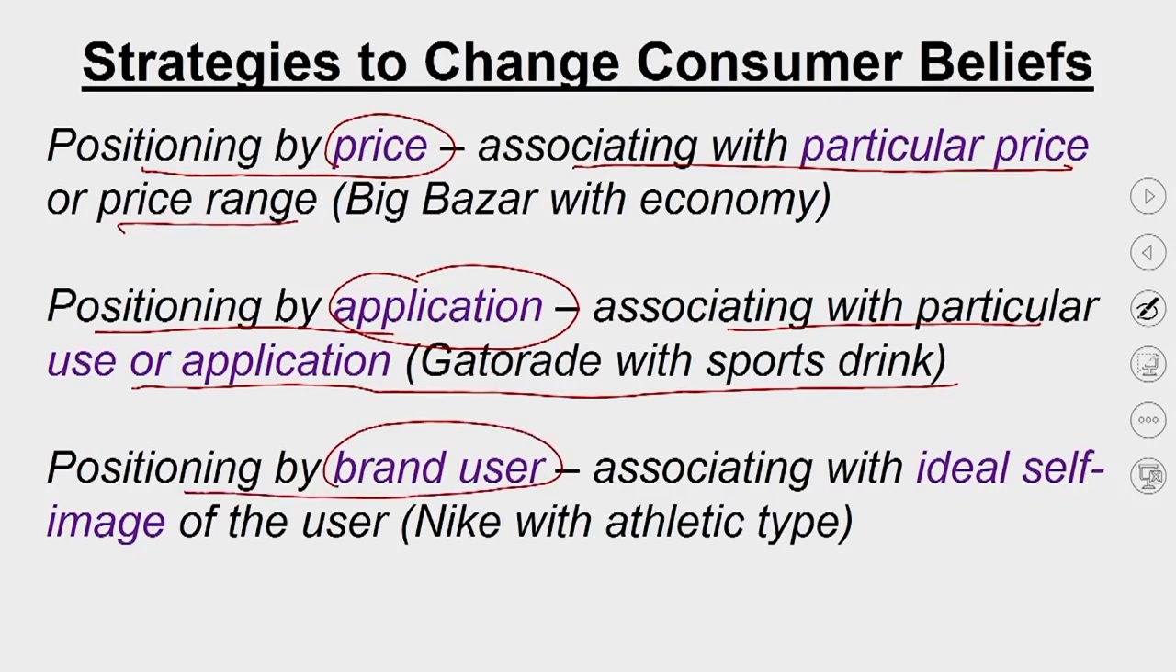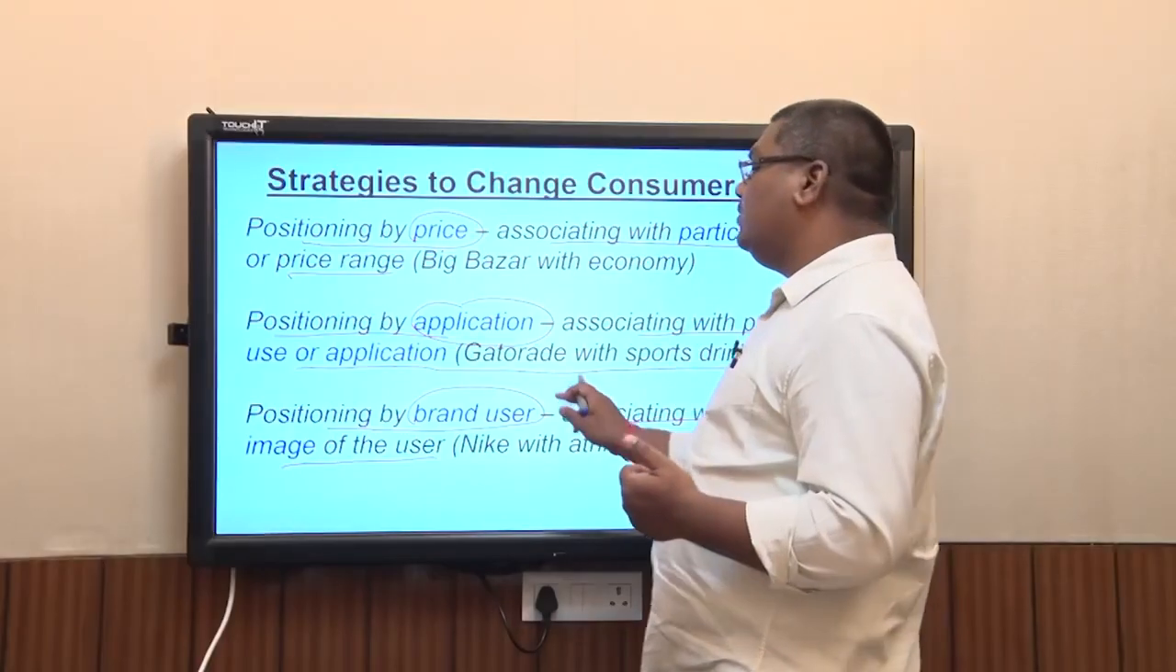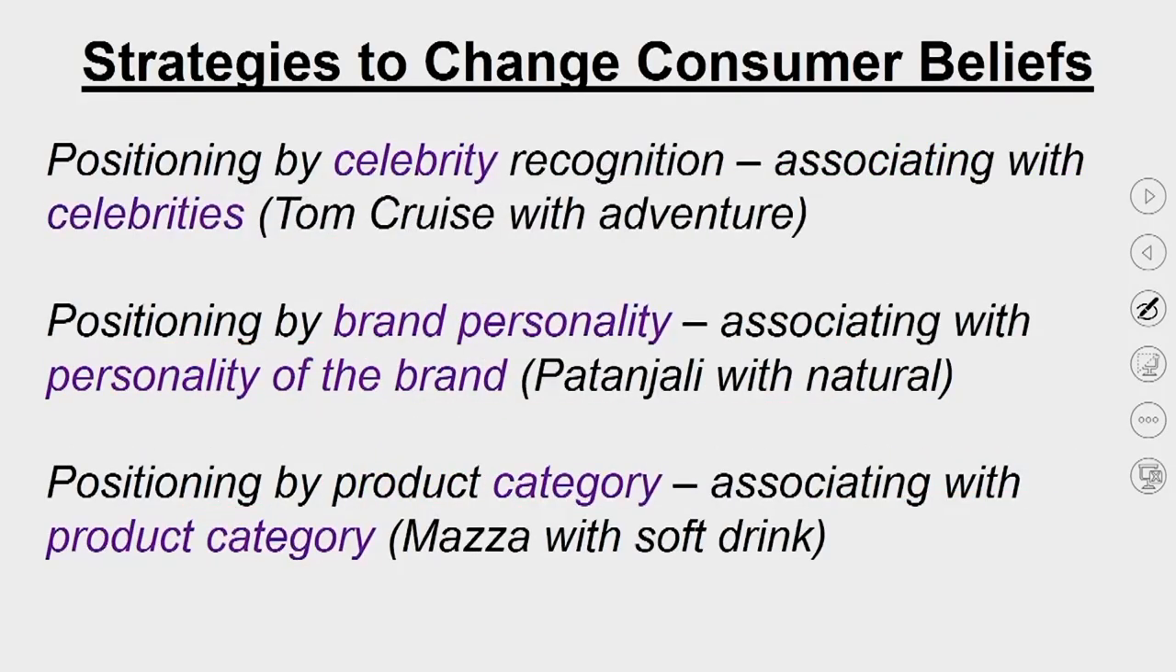Positioning by a particular brand user. I can also associate with a particular ideal self image of the user. For example, I can say Nike products are always for sports persons, athletic type people. Or I could say Raymond's are for styled people. And so people who think of themselves as styled will have a positive attitude about Raymond's, saying that only people who are stylish will go in there, or if I go in there, then I'll find stylish products which will change my self-image. So I can use a positioning based on brand user.